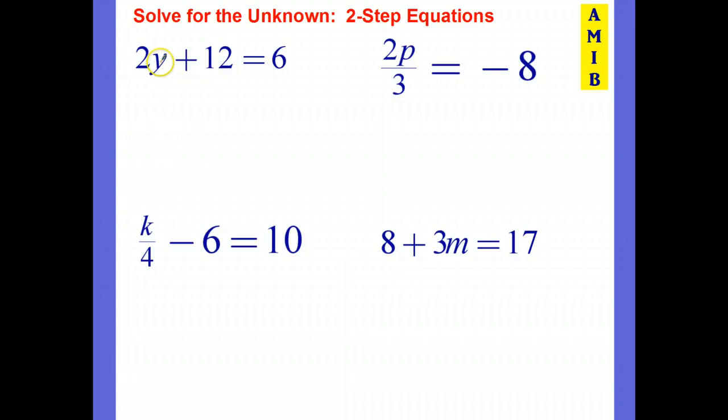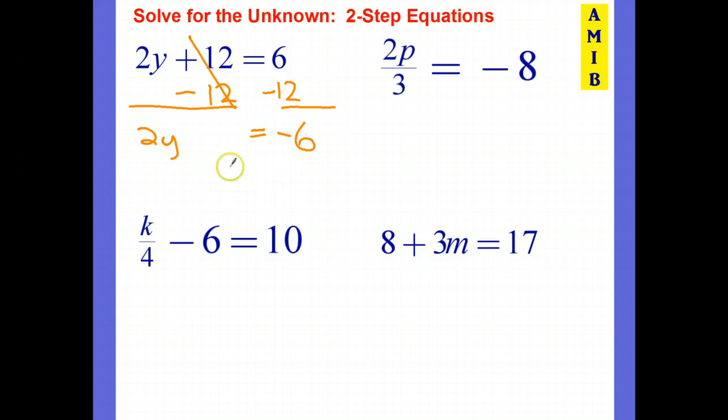Here I've got an unknown number, and it's got 2 operations done to it: multiplying by 2 and adding 12. AMIB says we have to undo the adding and subtracting first. So the first step is to take away 12, and as we did in our first video, that has to be done to both sides of the equation. Add 12, subtract 12 just gives us 0, and 2y plus 0 is just 2y. Sometimes we call that canceling out the plus 12. And 6 subtract 12 is negative 6.